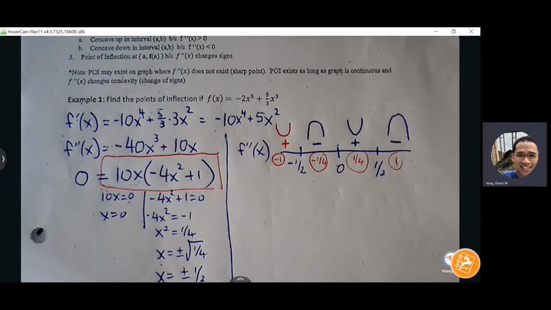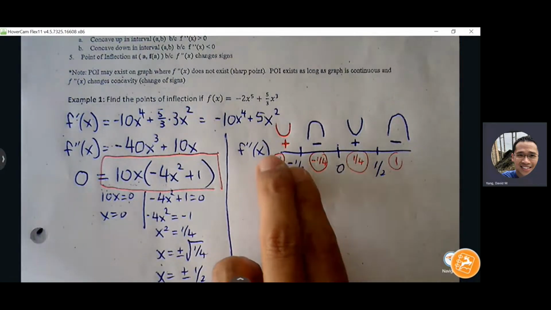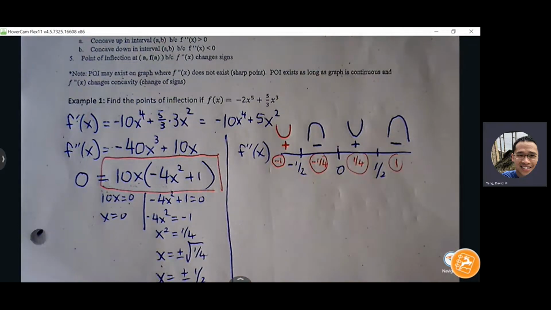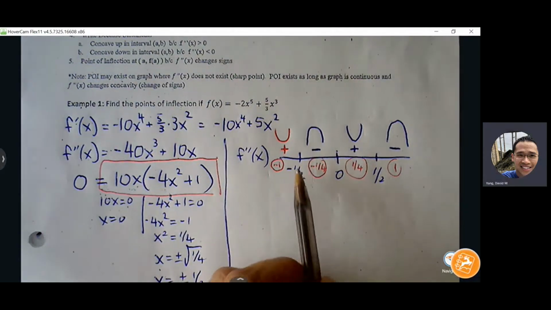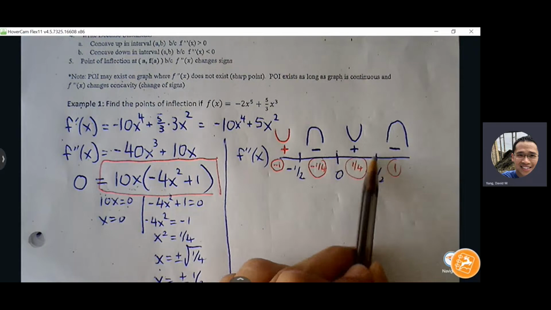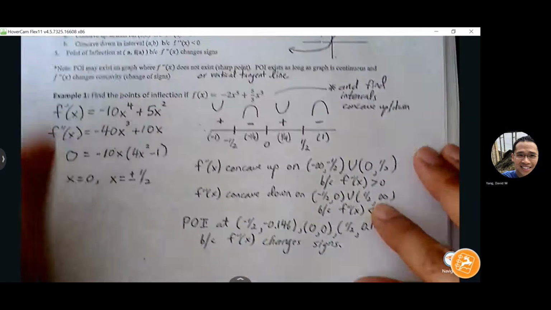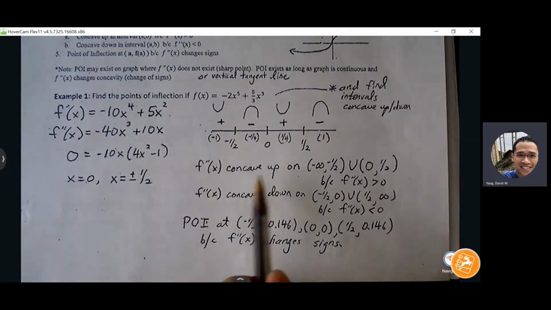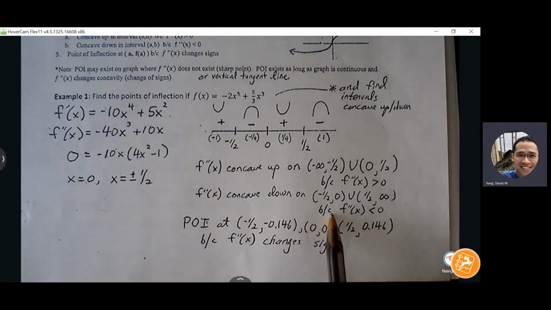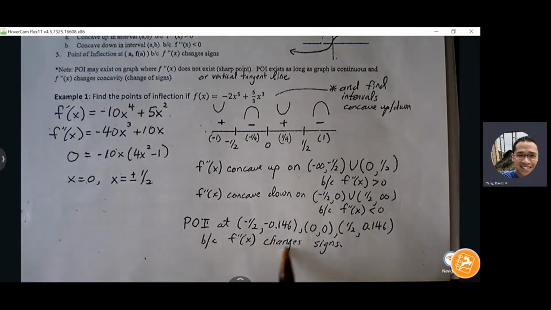Now what I can say is I have intervals of concave up, intervals of concave down, and also how many points of inflection do we have? 3, right? Because there's a change in sign at negative 1/2, a change in sign at 0, and a change in sign at 1/2. And we'll write our statements this way: concave up because f double prime is greater than 0, concave down because f double prime is less than 0, point of inflection because f double prime changes signs.